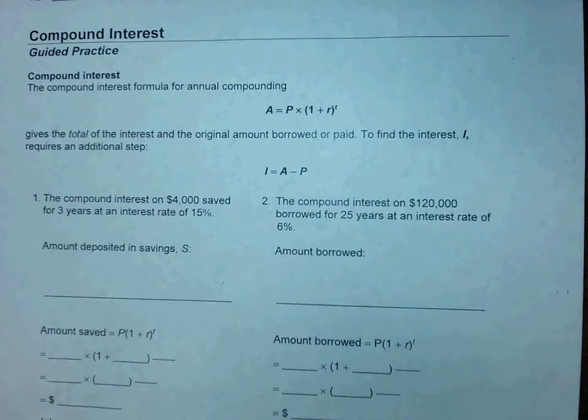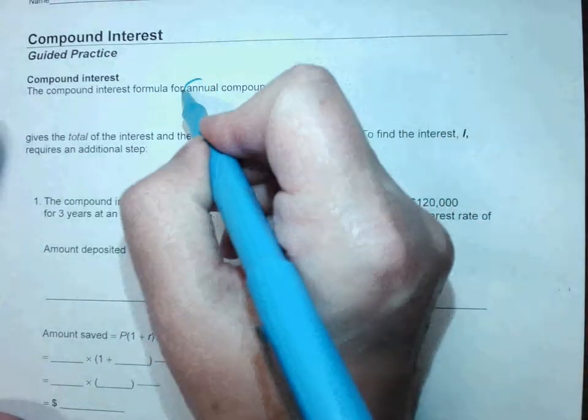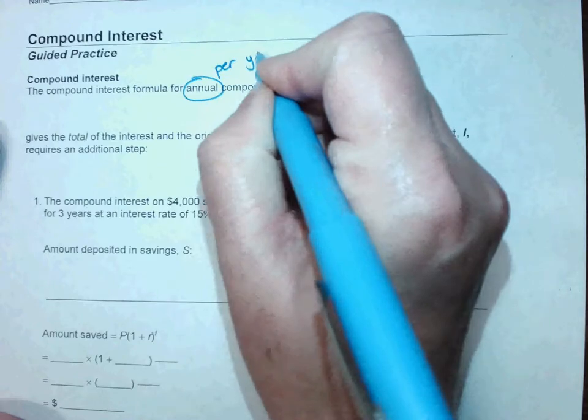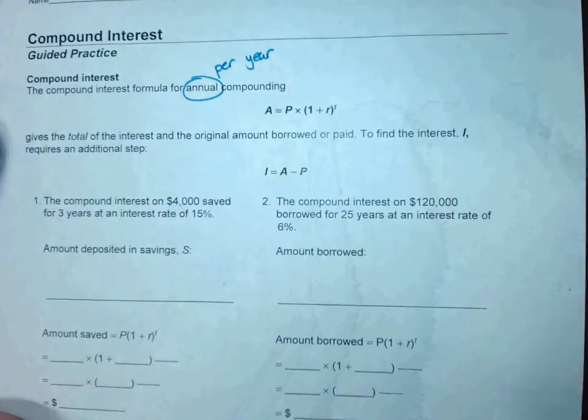All right, so today we're talking about compound interest. We talked about simple interest yesterday, and simple interest actually isn't very common out in the real world when you're conducting business. Most of the time we use compound interest. And if it's compounded annually, that means per year, this is the formula.